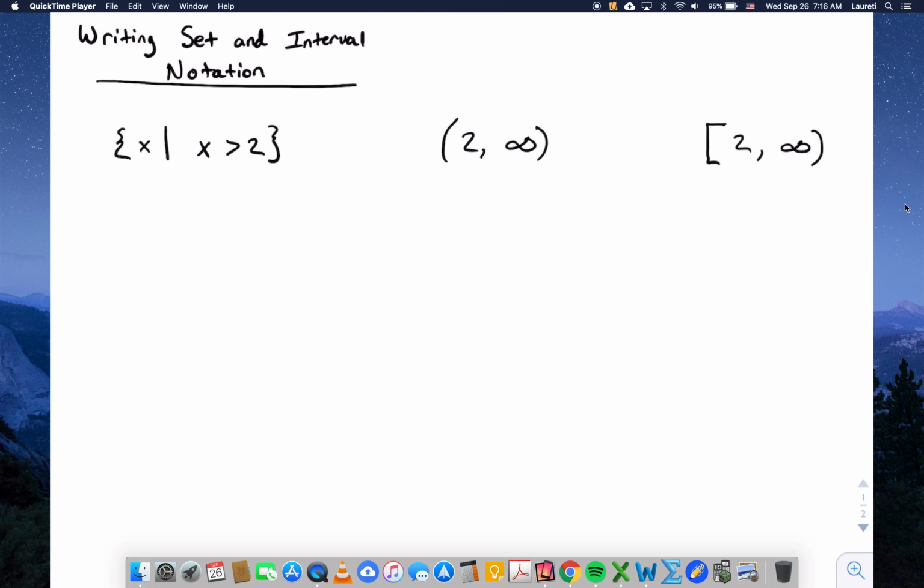Hey everyone, I just wanted to do a quick video on how to write set and interval notation. It's something that we're going to use a lot when we're doing domains of functions. So I just wanted to go over a couple different examples for you and kind of tell you what each of the notations mean.